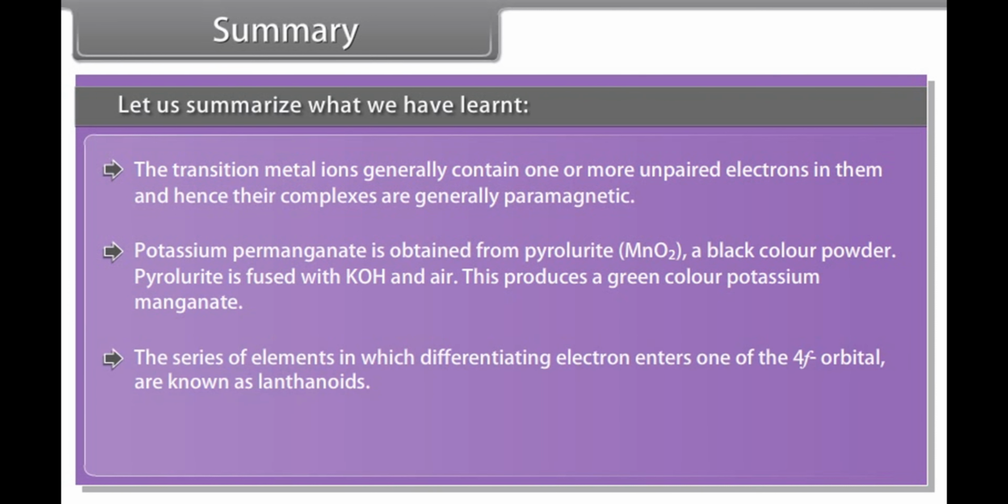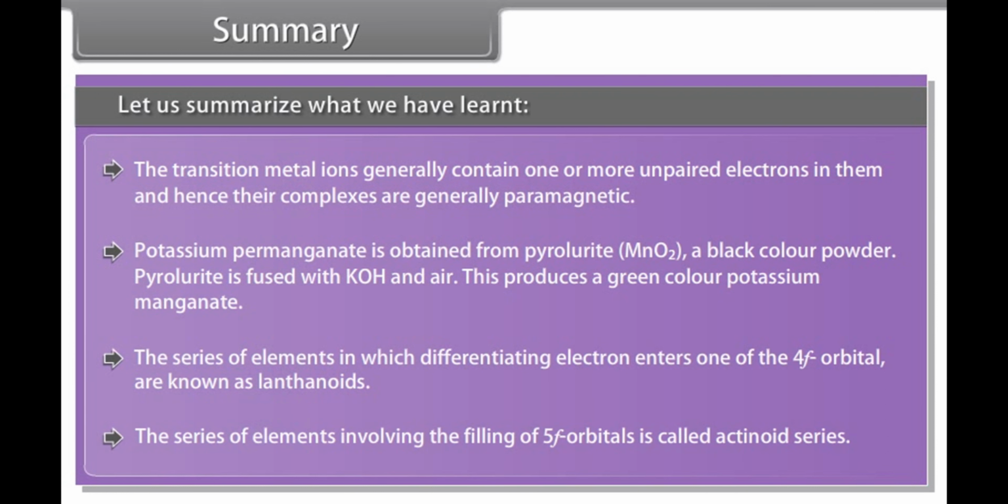The series of elements in which the differentiating electron enters one of the 4f orbitals are known as lanthanoids. The series of elements involving the filling of 5f orbitals is called the actinoid series.